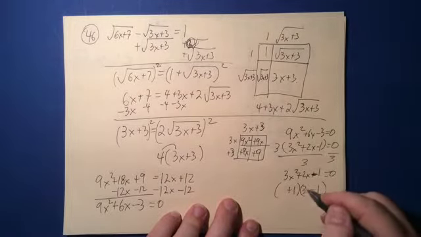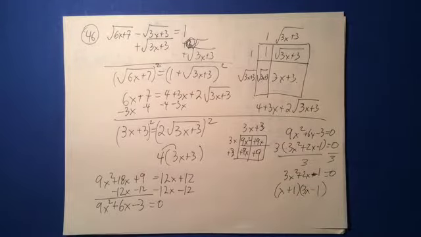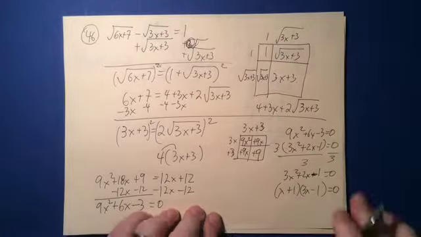So this is going to be 3x here. This is going to be x here. If you check, 3x times 1 will be 3x. X times negative 1 will be negative x. That'll be plus 2. So I know these are going to be my 2 factors.